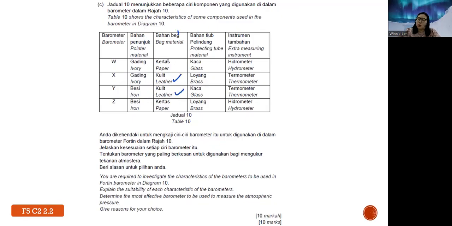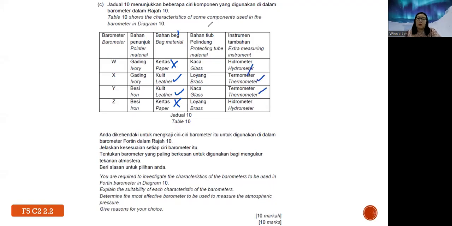If you were to use paper, then it would easily tear off, right? So something like that doesn't make sense either, correct? The reason here is so that when you find your final answer, you will be more towards the accurate one. Okay, then you see the extra measuring instrument is what?